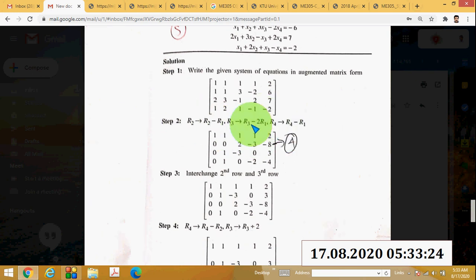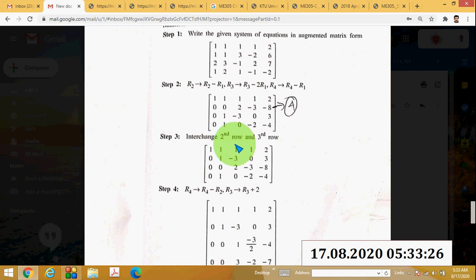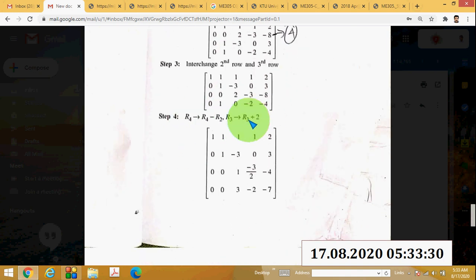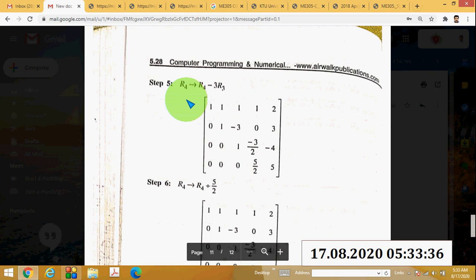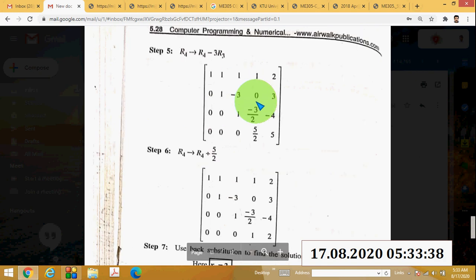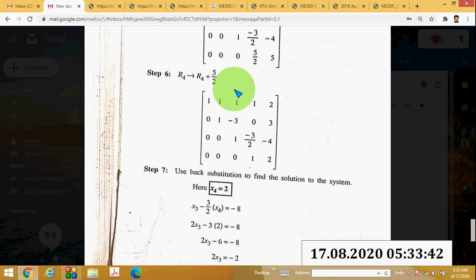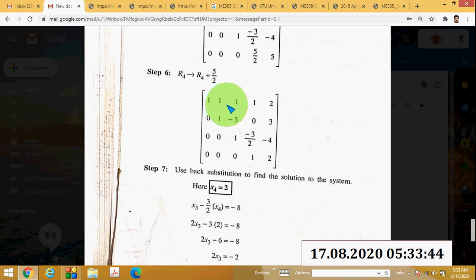So here you can see this is the row transformation. Here I will interchange the second row and third row. Then again row transformations: r4 tends to r4 minus r2, r3 tends to r3 divided by r2, r4 tends to r4 minus 3 r3, r4 tends to r4 divided by 5 by 2.